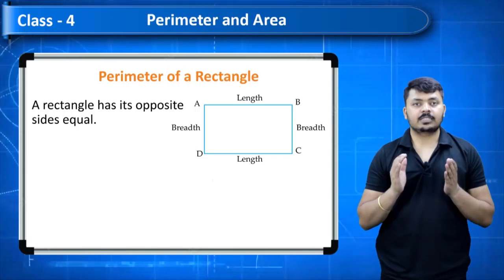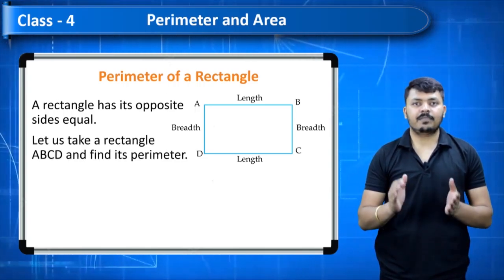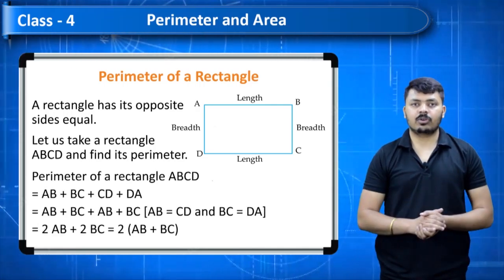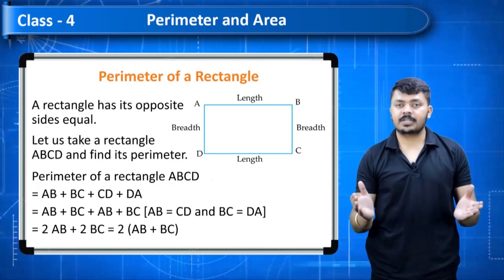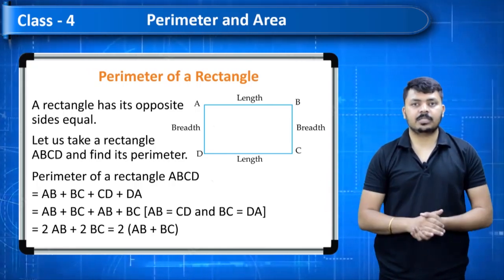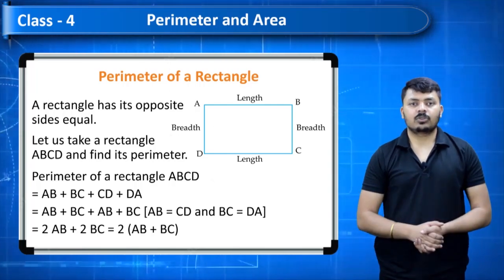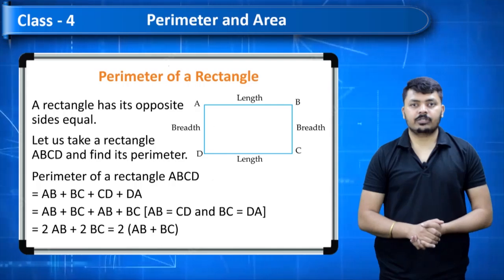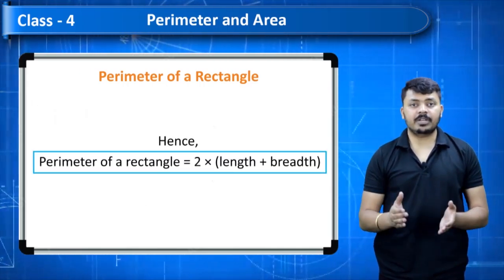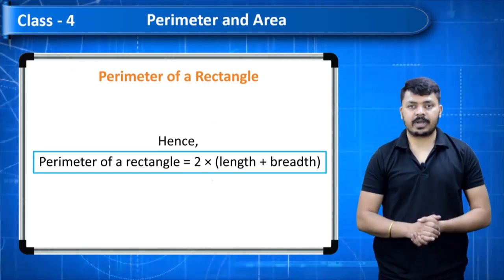Perimeter of a rectangle. A rectangle has its opposite sides equal. Let us take a rectangle ABCD and find its perimeter. Perimeter of a rectangle ABCD is equal to AB plus BC plus CD plus DA, which is equal to AB plus BC plus AB plus BC, because AB is equal to CD and BC is equal to DA. So 2AB plus 2BC is equal to 2 in brackets AB plus BC. Hence perimeter of a rectangle is equal to 2 multiplied by length plus breadth.